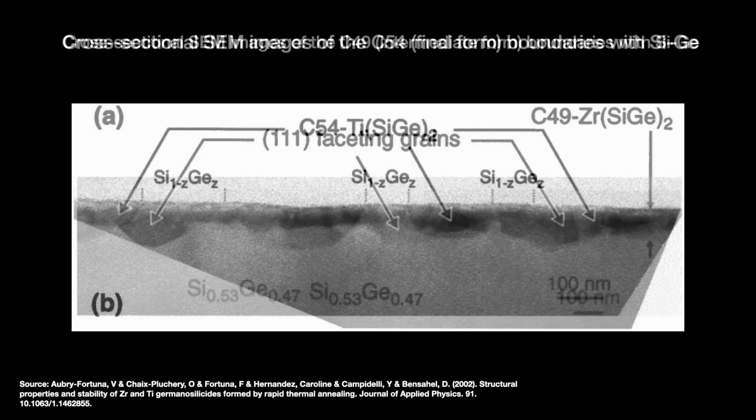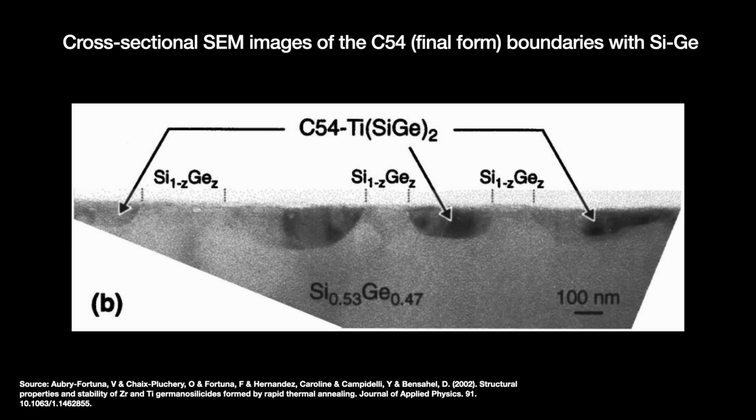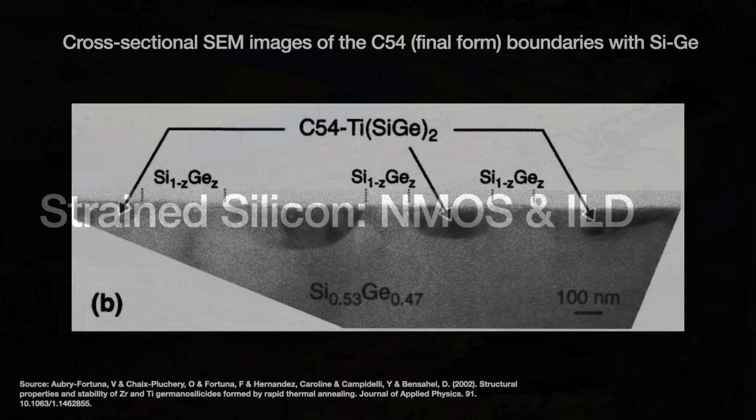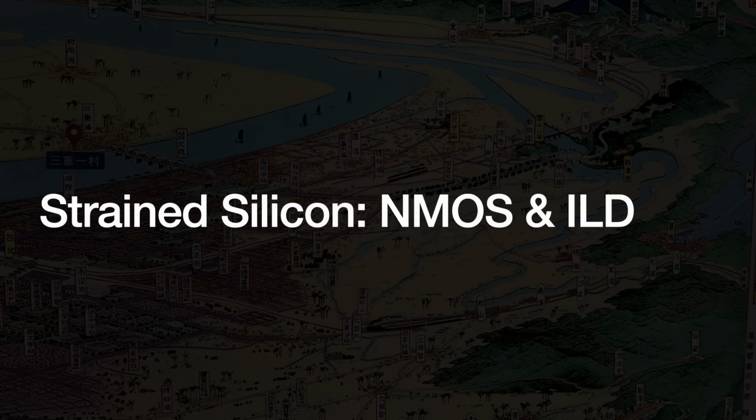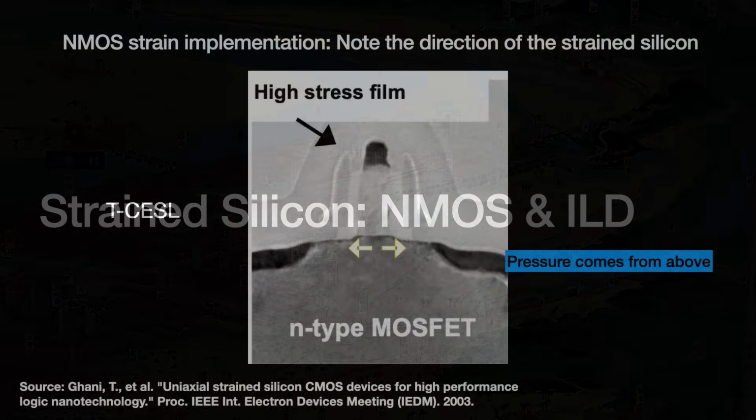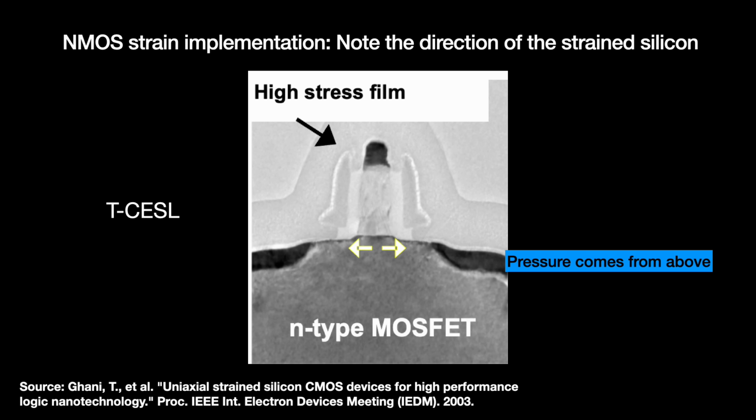C54 is far more stable and has much less resistance. It's what we want. Now we get back to strain engineering and finish off the NMOS transistor. If you recall from earlier, I mentioned that the way we apply strain to the NMOS silicon was with a dual-purpose capping layer called a tensile sisal, or T-sisal.